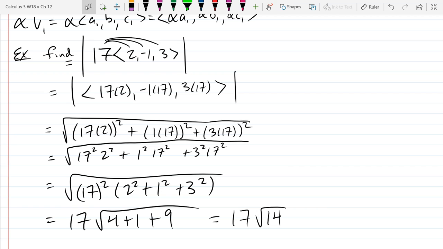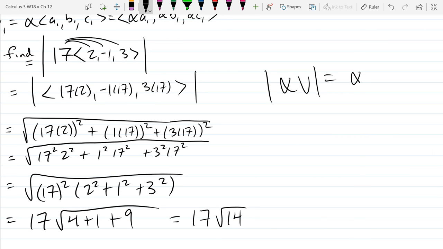All right, so what did we learn? We learned basically how to bring a scalar product outside of a magnitude. To summarize what we just saw, the magnitude of alpha v was alpha times the magnitude of our vector. We still had the magnitude of the vector to compute.